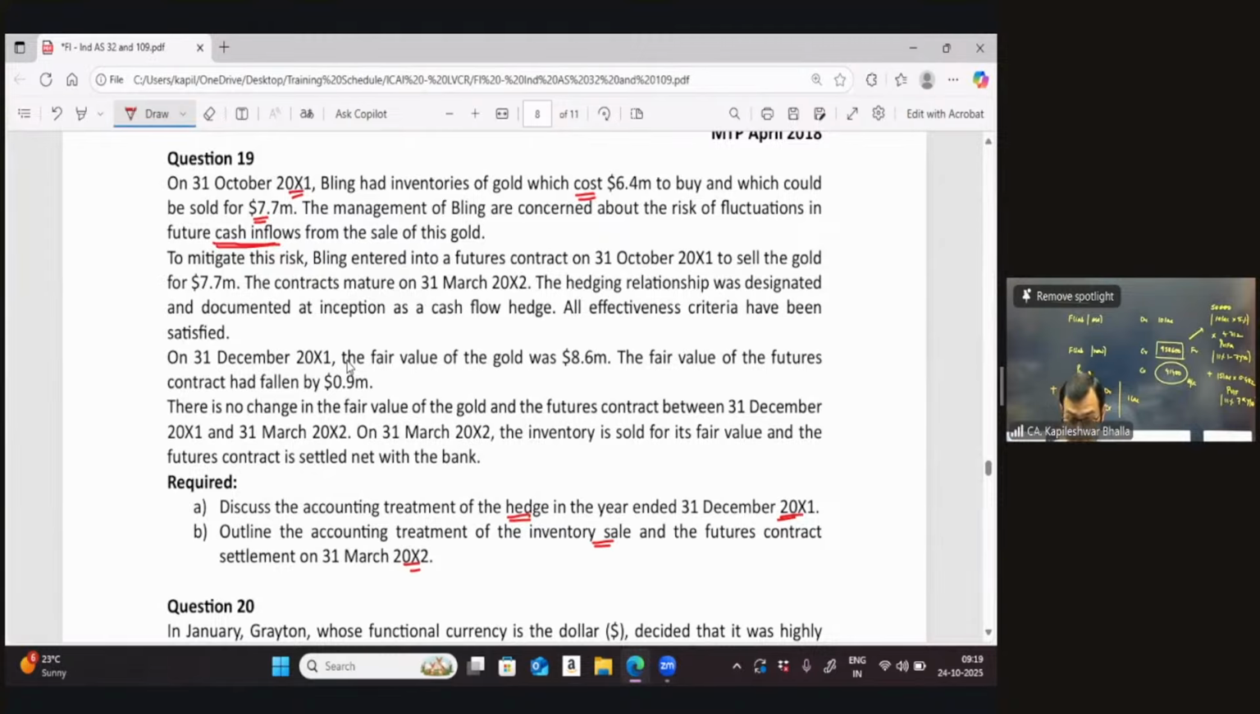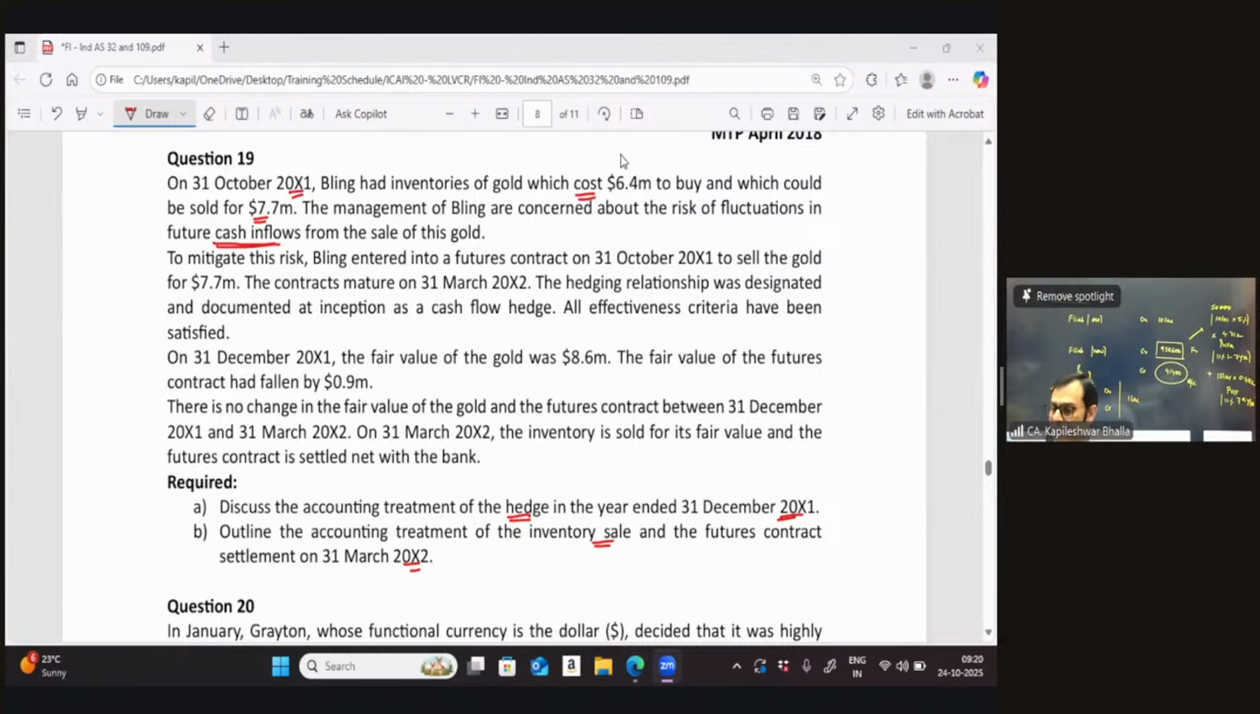A bit early, but let me still ask you: is this going to be a fair value hedge or a cash flow hedge? Considering the management is concerned about the risk of fluctuations in the cash inflow from the sale of the gold, I think it's very clear it is a cash flow hedge. And that's rightly given, absolutely correct.